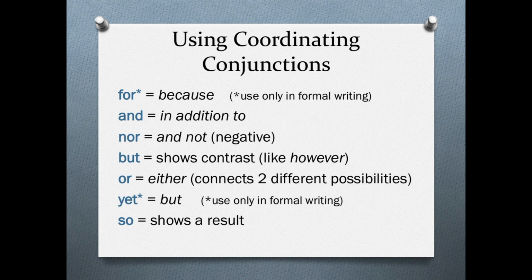Here is a reminder of what each coordinating conjunction means. For equals because. Remember, only use it in formal writing. And is in addition to, like plus. Nor means and not. This is for negative statements. But shows contrast. You can think of it like however. Or is either, connects two different possibilities. Yet is the same as but. If you use yet, remember we normally only use it in formal writing. And so is to show result.